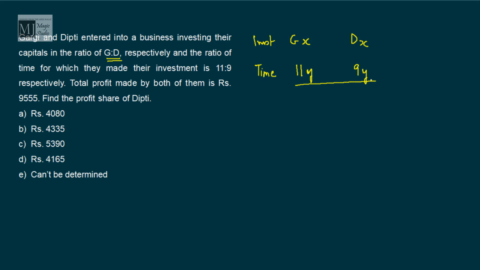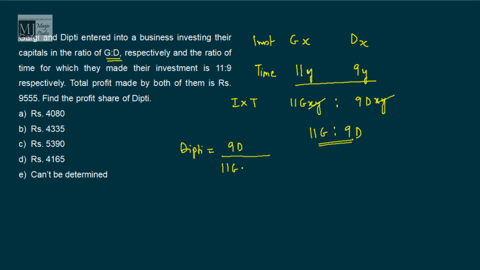Okay, so they should be sharing the profit in the ratio of investment into time. That would be 11G times y is to 9D times y. That would be 11G is to 9D. They would be dividing the money in this ratio. So the profit share of Dipti would be 9D by (11G plus 9D) into 9555.